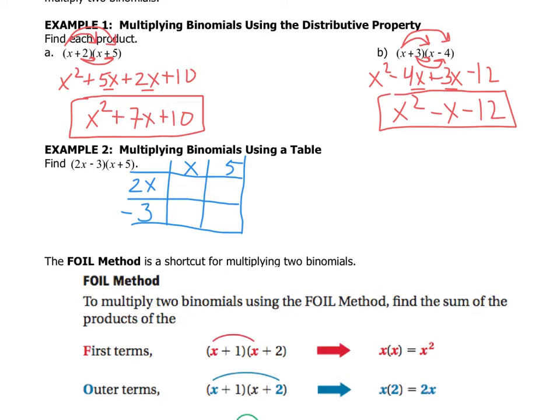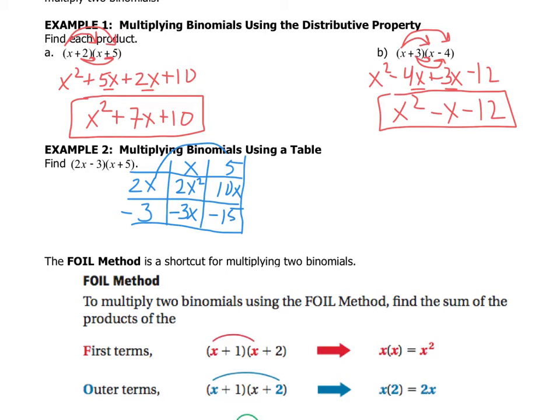And basically what you're doing in here is that you are going to be multiplying. So 2x times the x will give you 2x squared. And then I would do 2x times the 5 now to get 10x. And then I would go down to the next row and I would do negative 3 times the x to get negative 3x. And then the negative 3 times the 5 to get the negative 15.